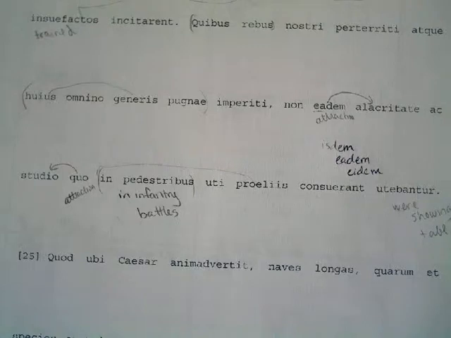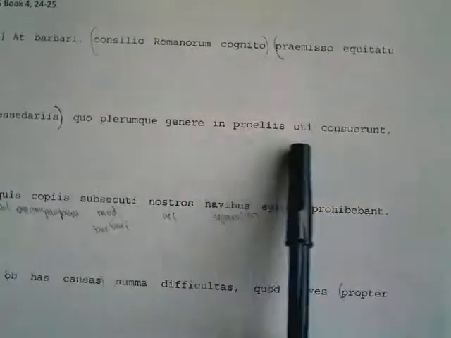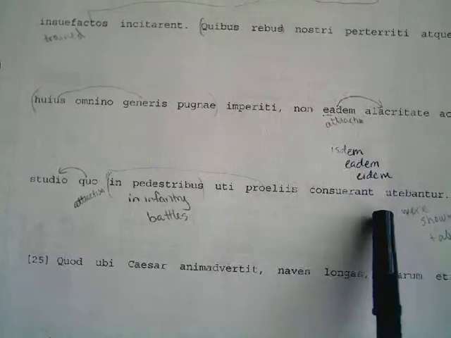And then we have a little relative clause, consuerant, and this is almost exactly like the second line here. We have, right, quo plerumque genere in proeliis uti consuerunt. Here we have in pedestribus uti proeliis consuerant. The in pedestribus probably should be taken after proeliis. They're battles on foot. So altogether you might say in infantry battles. And uti is our infinitive, passive, but deponent, so not passive at all. And that's why proeliis is ablative. It's after the uti, to use battles on foot.